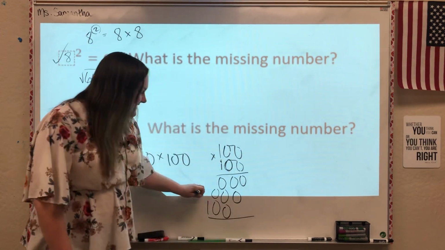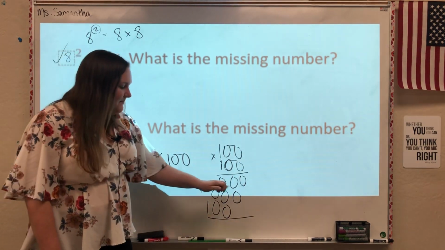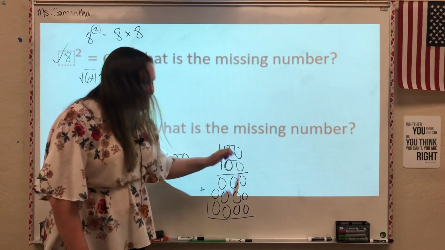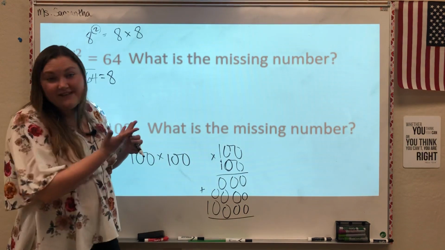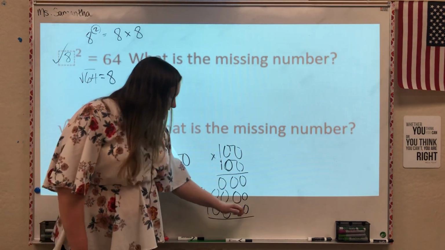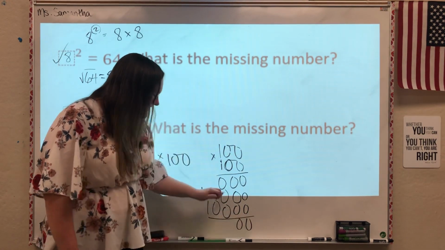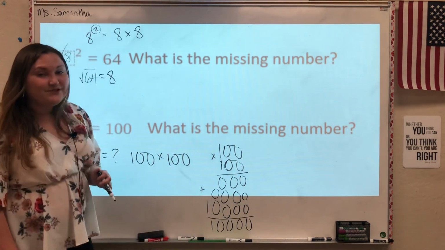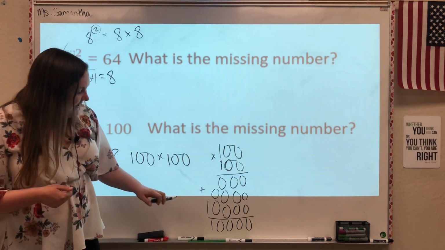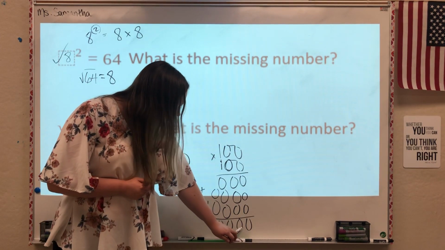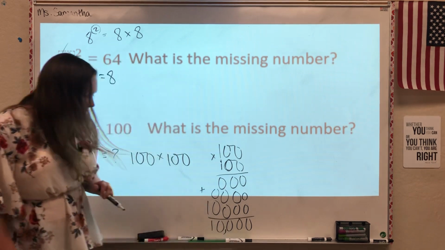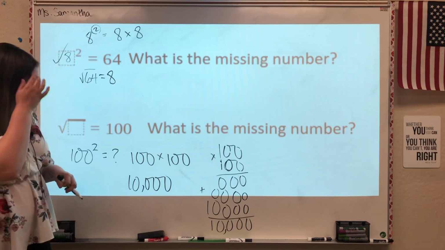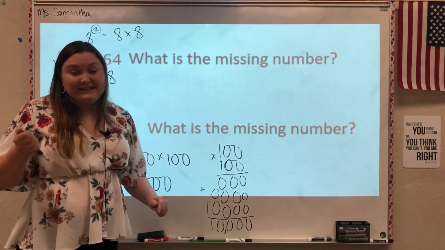The last part of this is adding all those rows up. Some people like to fill in these empty spaces with zeros just so you can see that there's nothing there. But at the end of the day, you get 0, 0, 0, 0, and 1. Because there's so many digits, I am going to add a comma in, start from the end and count over 3 numbers, and that's where your comma would be. So we get 10,000.